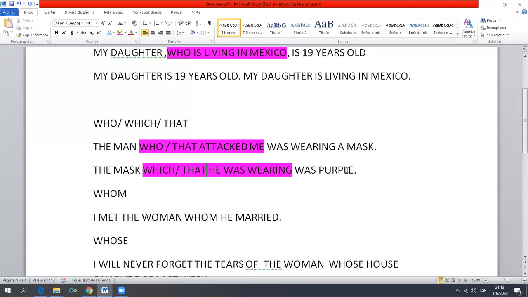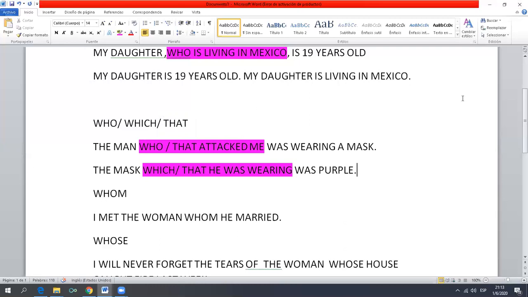We are talking about restrictive relative clauses. Be careful, because that cannot be used in the case of non-defining relative clauses. But in the case of defining relative clauses, you can use them, and you can also omit it. Let's see when you can omit that.